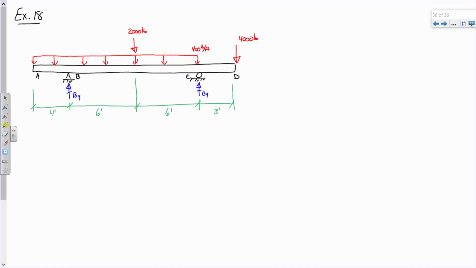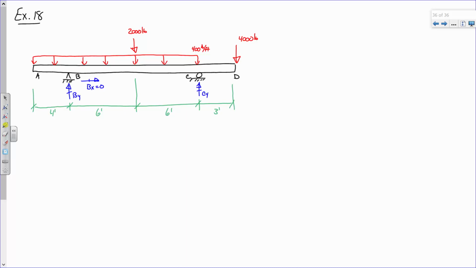And I have these reactions I need to determine. Now, I have a reaction at B and a reaction at C. Keep in mind, I also have a horizontal reaction here at B, but since there's no horizontal loads, we'll just say that's 0, and it's not going to affect our problem anyways. One of the things I did is I just said, let's just draw BY and CY acting upwards, okay?